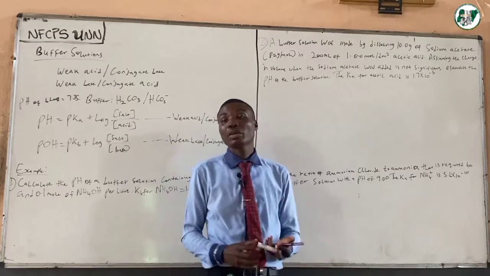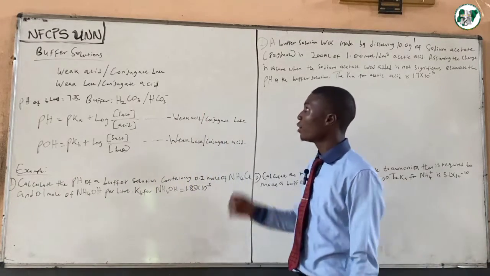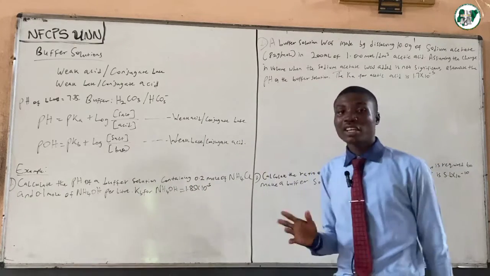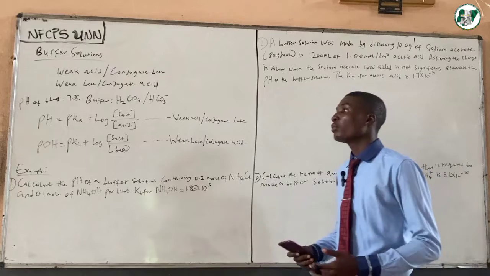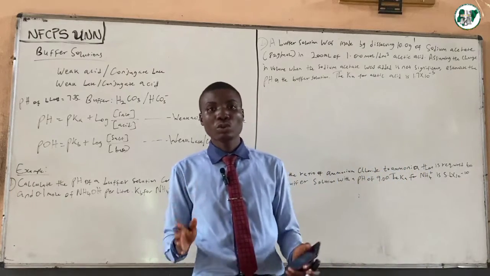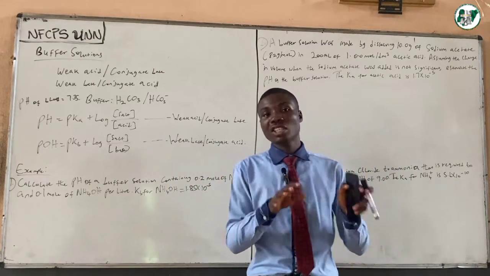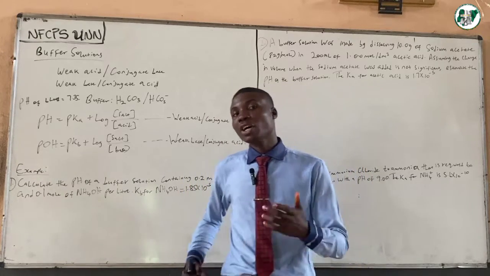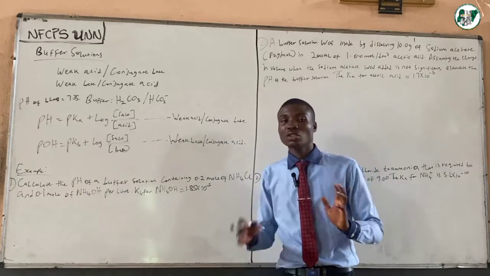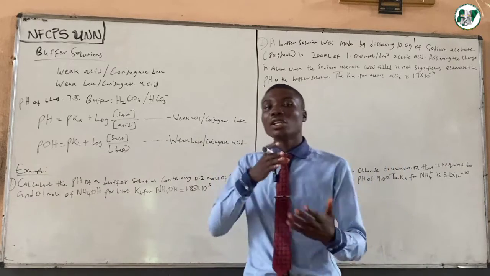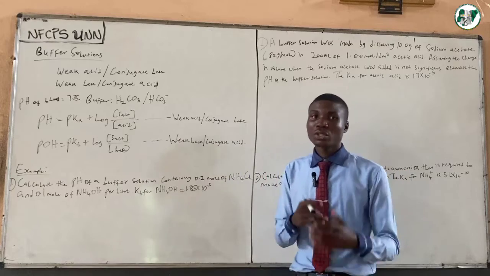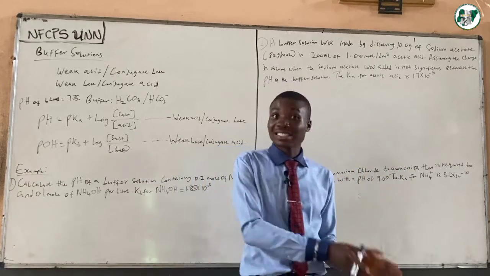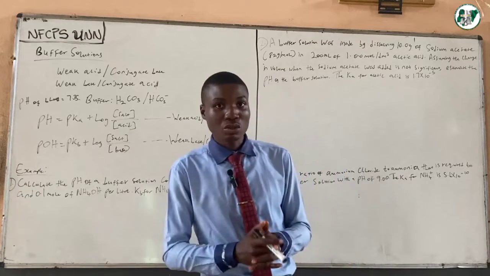Alright, so what we're going to be talking about now is buffer solutions, still under PCH 231, chemical and ionic equilibria. What are buffer solutions? Buffer solutions simply refer to solutions that resist changes in pH on addition of small amounts of acid or base. Such solutions are called buffer solutions. What gives them that buffer capacity is the reserve acidity and reserve basicity in such solutions.